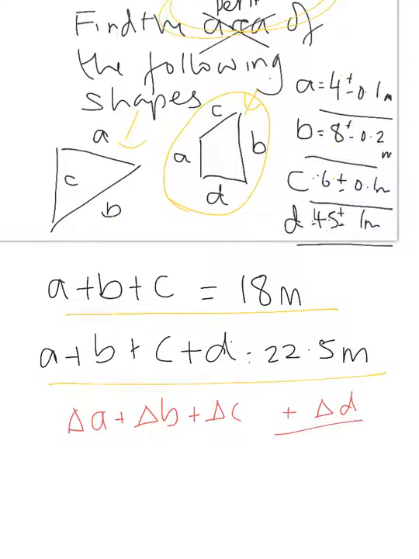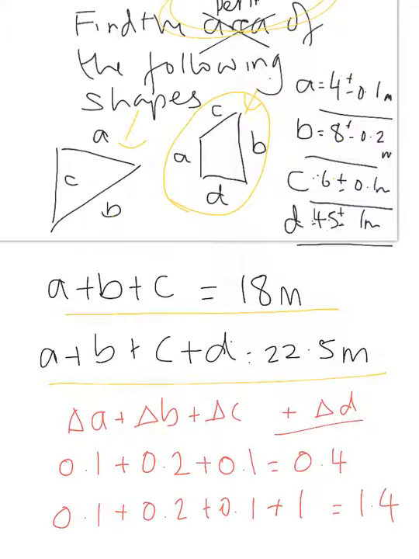So let's work that out. For the absolute uncertainty in the triangle, we would have 0.1, which is this uncertainty, 0.2, which is this uncertainty, 0.1 again, which is the uncertainty of C, and that would give us an uncertainty of 0.4 meters. So the answer for the triangle is 18 meters plus or minus 0.4 meters. We could just cross that meter out and leave it on the outside. So 18 plus or minus 0.4 meters.